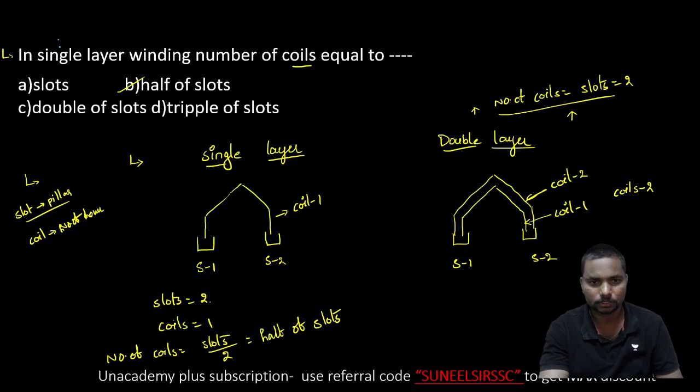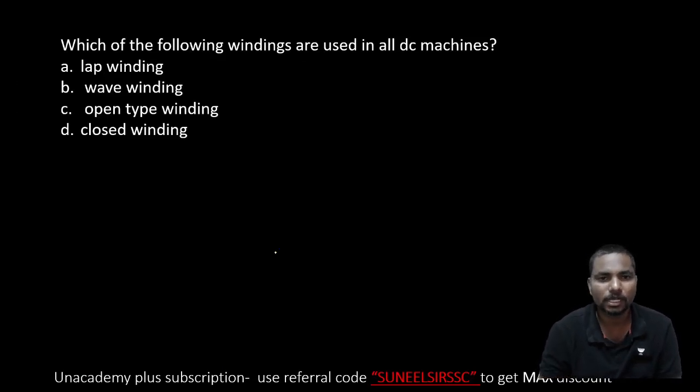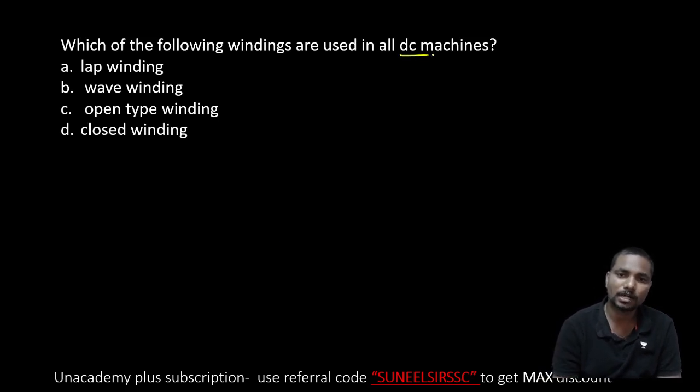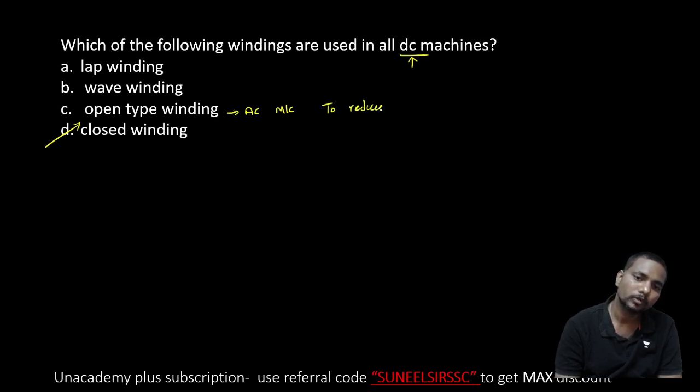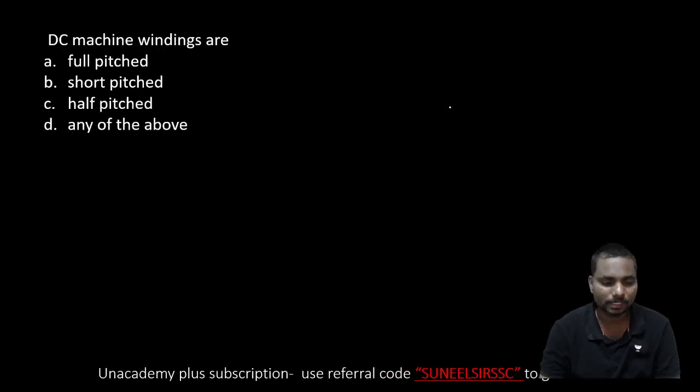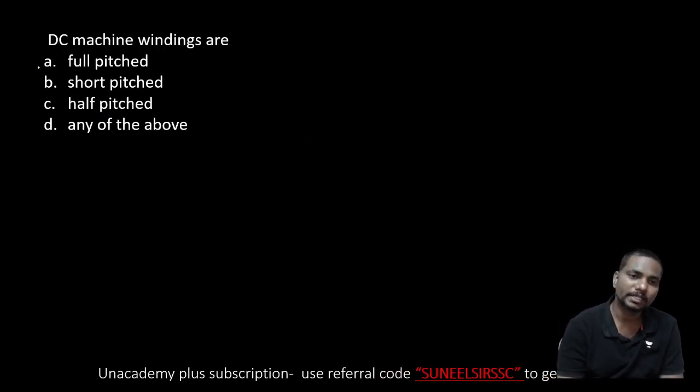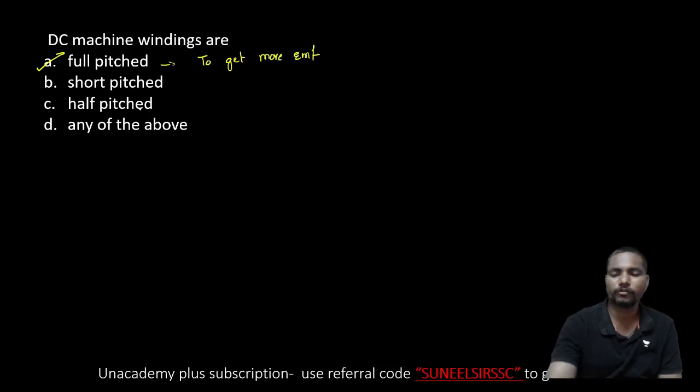Coming to the next question. Which of the following windings are used in all DC machines? In the DC machine, harmonics effects are less, so that's why we go for closed winding. Open winding is used in case of AC machines, mainly to reduce harmonics. Coming to the next one, DC machine windings are dash. DC machine windings are always full pitch to get more EMF. In case of AC machine, we go with a short pitch winding to reduce the dominant harmonics.